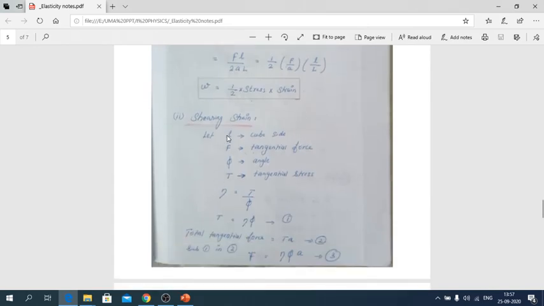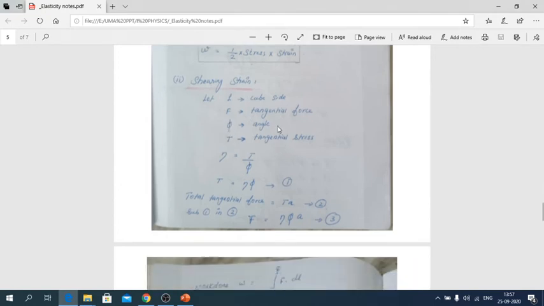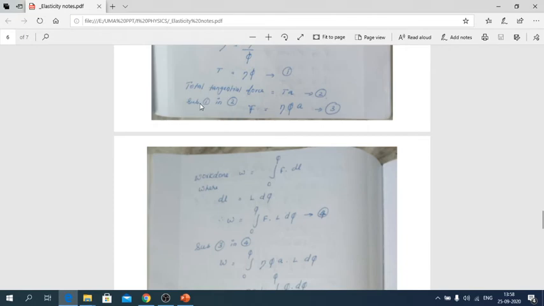See here, the shearing strain. L is the side of the cube, F is the tangential force, phi is the angle, and T is the tangential stress. Then eta is equal to T divided by phi. From that we can calculate T is equal to eta into phi. Therefore, the total tangential force is equal to T into area. So we substitute 1 in equation 2 and we get equation 3.